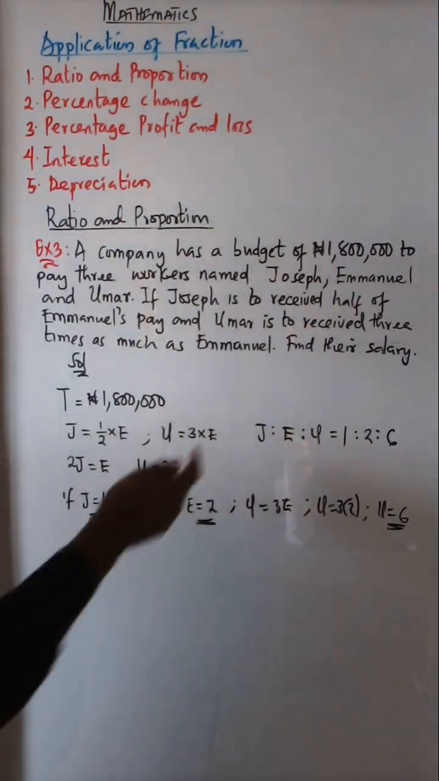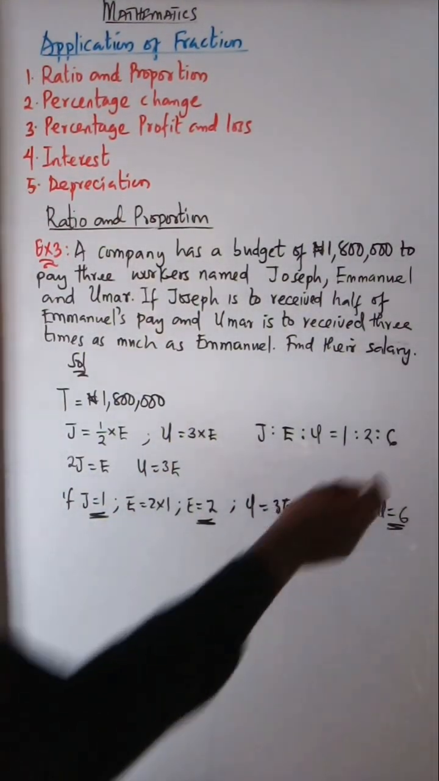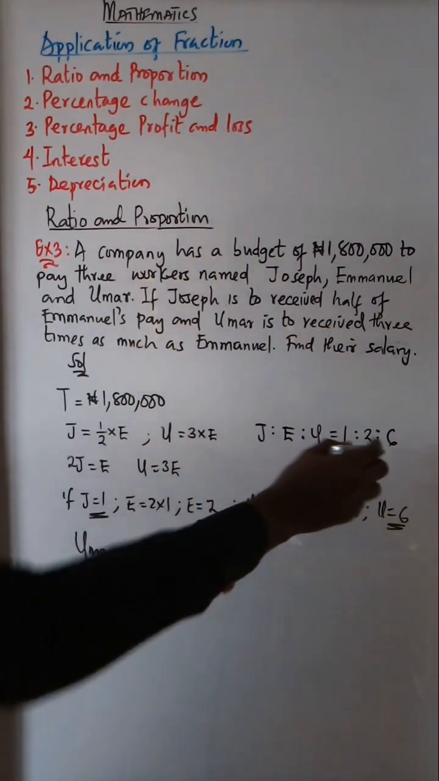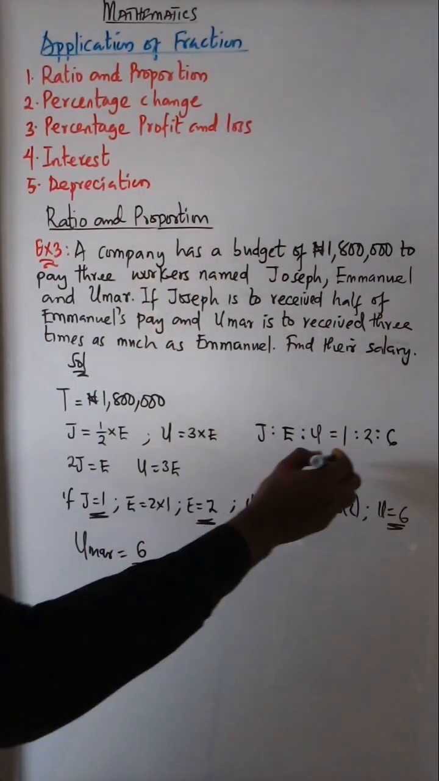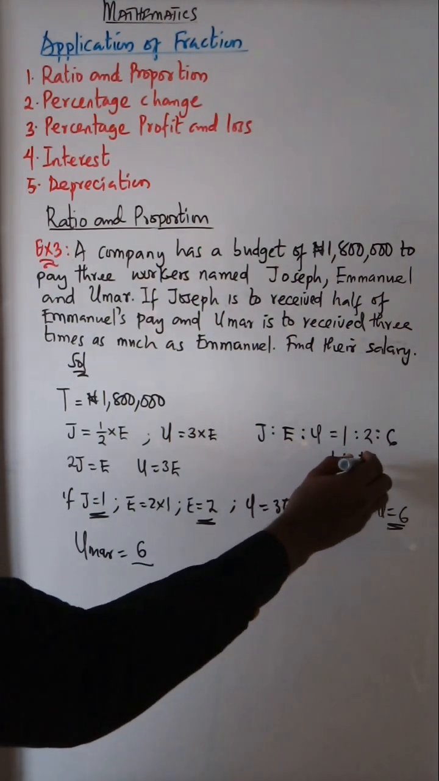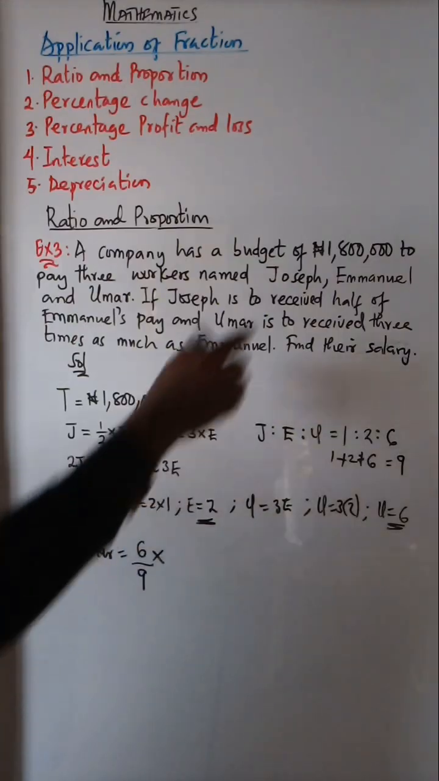So the question says find their salary. So let's just look for one of them. Let's look for Umar's salary. So how much will Umar receive? Umar will receive 6 out of total here, which is 1 plus 2 plus 6, which is going to be 9. 6/9 times the total 1.8 million.